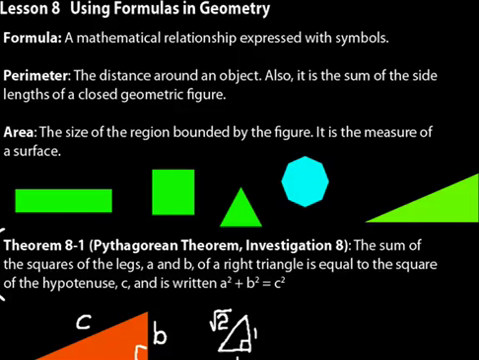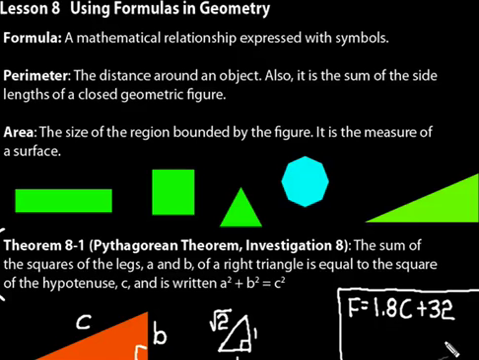Now, one more formula that they just kind of threw into this lesson is the conversion of Fahrenheit to Celsius. I like to use this formula here, F equals 1.8 times the Celsius temperature plus 32 degrees. So when Celsius is 0, then the Fahrenheit is 32 degrees, and so on.